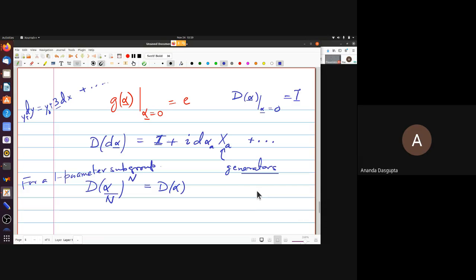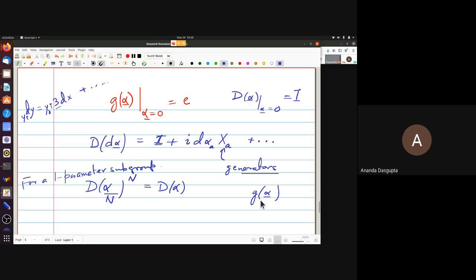So if I have a group element, say g of some alpha vector, where alpha is some bunch of parameters. Are the parameters additive here? Not necessarily. Okay. Once you find a one parameter subgroup, all you have to do is then carry out the process that we talked about and make it additive, even if it's not additive to begin with.